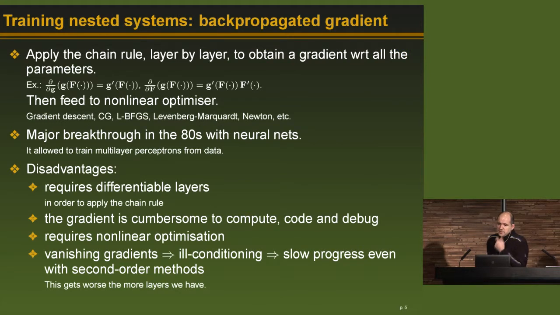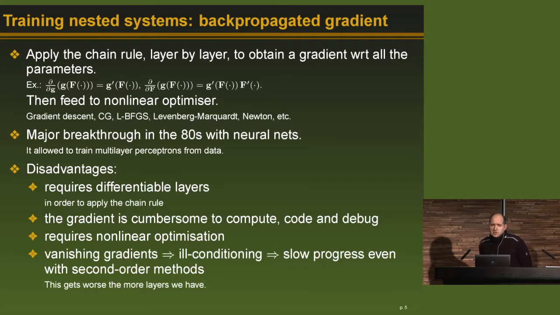Okay, so I'm going to give a brief review of the main ways that we have currently to train nested systems, which have been used for the past years. The obvious way is that you just go and compute the gradient. The gradient in a nested system is constructed by backpropagation, that is applying the chain rule layer by layer, in that example there with two layers. And then with that gradient, you just feed it to a nonlinear optimizer and live with that. For example, gradient descent or Newton's method or whatever. So theoretically, this is the obvious way to go, but in practice, it has some problems.